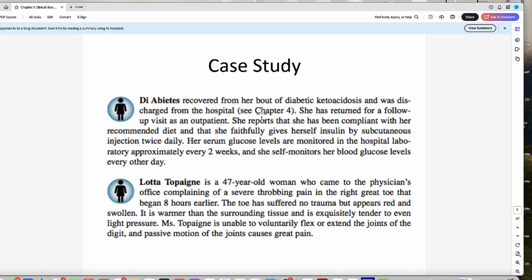So we have two cases here, Ms. Diabetes and Ms. Lidotopane. I'm not going to go into detail about these. You can read them, and I'll give you a second. You can pause the video at this point to read on them. The new patient that we have is Ms. Topane, so that's the one that I'm going to give an overview of.